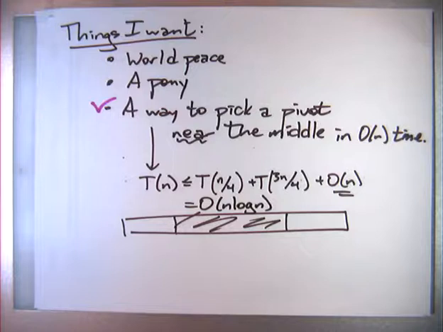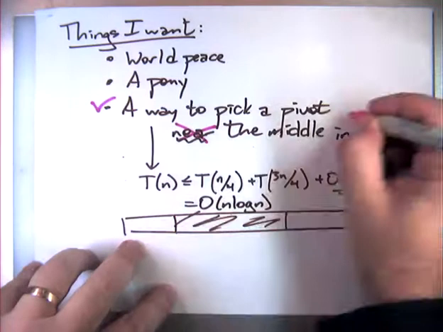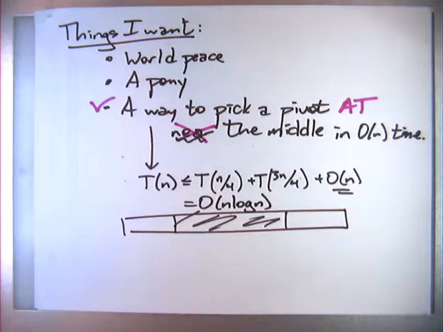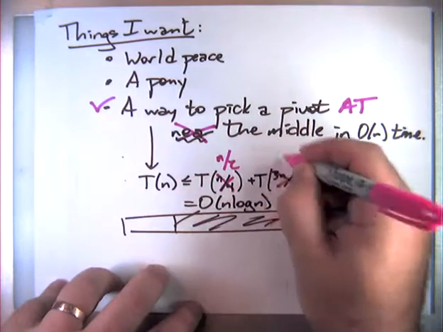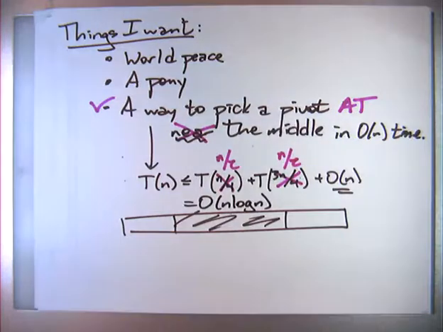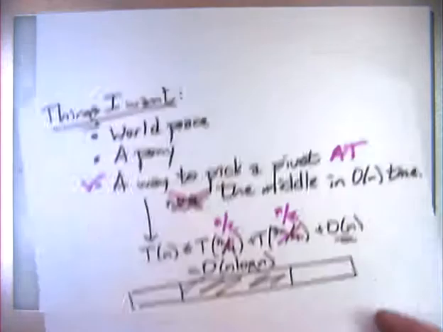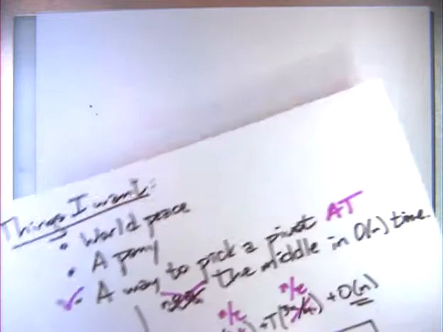But I can tell you how to choose a pivot near the middle of the array. And in fact, I can tell you in linear time how to choose a pivot exactly in the middle of the array, which means that you're going to get n over 2 on both sides of this recurrence, and it really is just going to be the merge sort recurrence again. Okay? So this is what I want to show you next. How do you choose the middle element of the array?